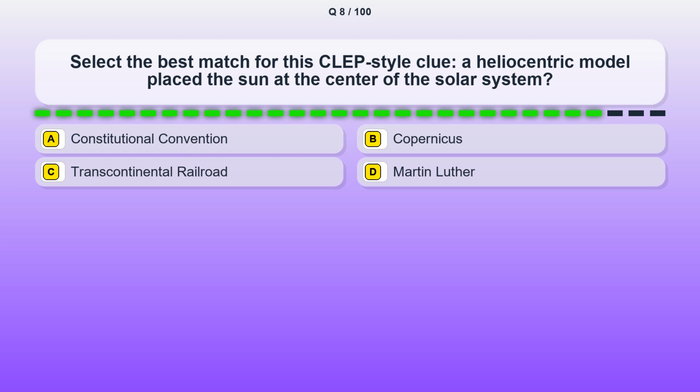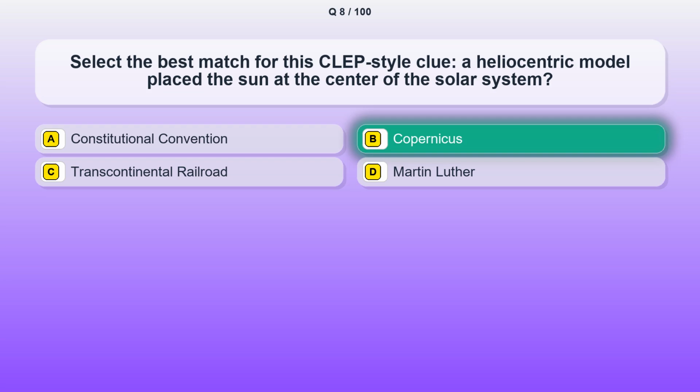Question 8. Select the best match for this CLEP-style clue. A heliocentric model placed the Sun at the center of the solar system. Option A. Constitutional Convention. Option B. Copernicus. Option C. Transcontinental Railroad. Option D. Martin Luther.